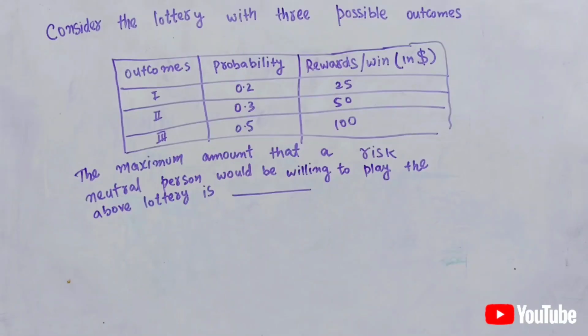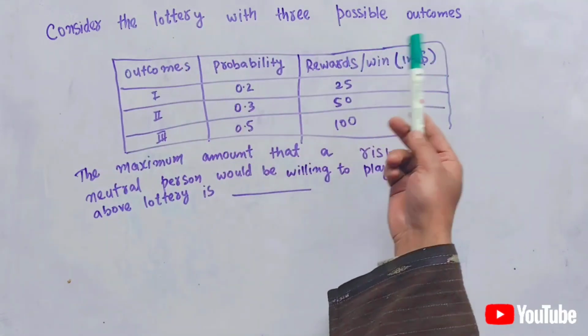The question is about choice under uncertainty. The question is, consider the lottery with the 3 possible outcomes.